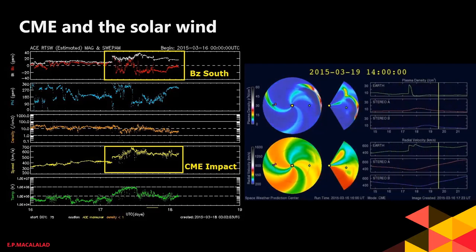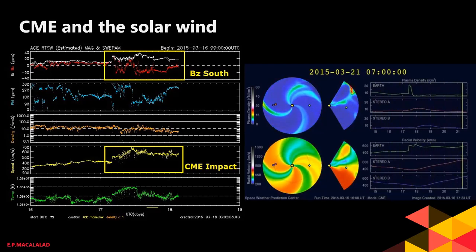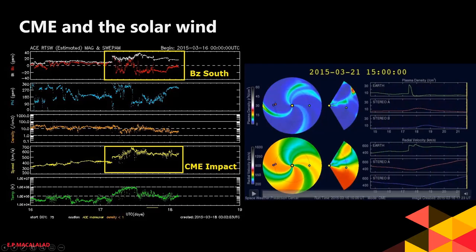Okay, so this prediction was created on March 16, one day before the CME impacted the Earth. So this is an example of your solar wind and CME data. This is just 2015, no?